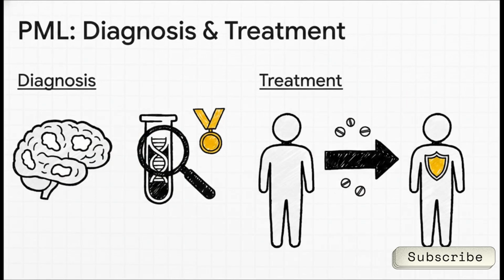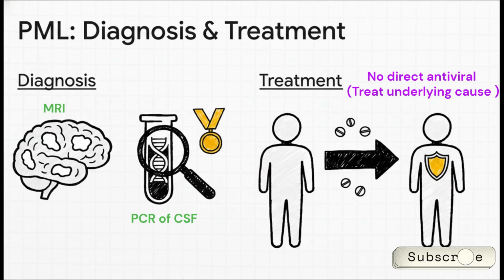For diagnosis, an MRI is going to show you those characteristic lesions in the white matter. But your absolute gold standard test, the one that gives you the definitive answer, is a PCR on the cerebrospinal fluid to find that JC virus DNA. Now, for treatment, there isn't really a direct antiviral for this. So the entire strategy is about one thing, restoring the patient's immune system. In an HIV patient, that means hitting them hard with antiretroviral therapy to get their immune function back up.